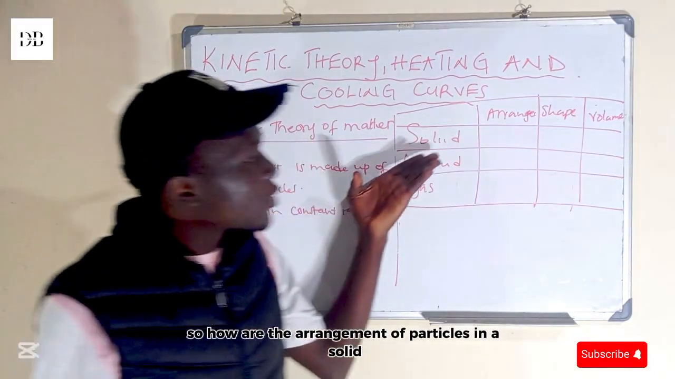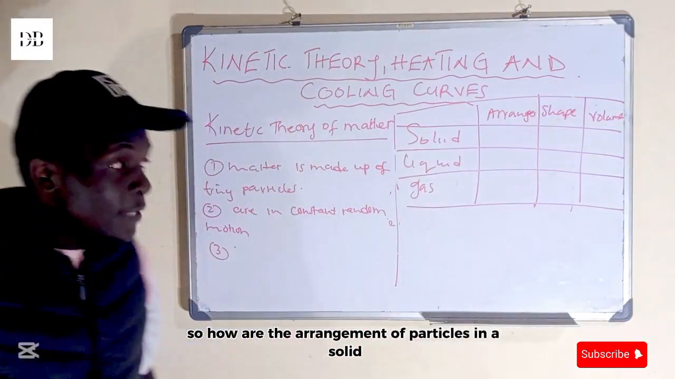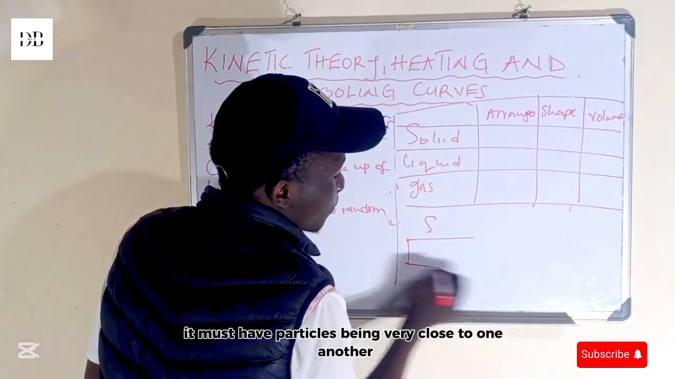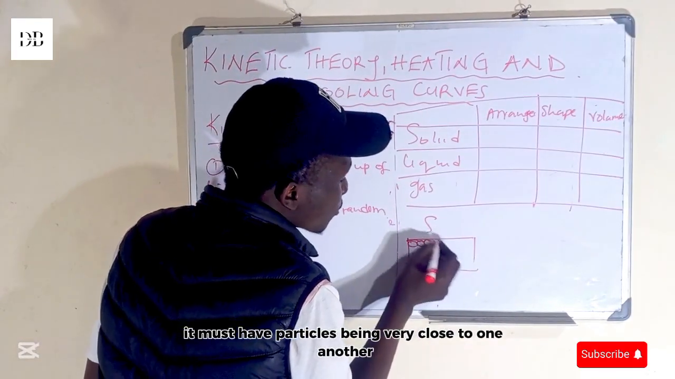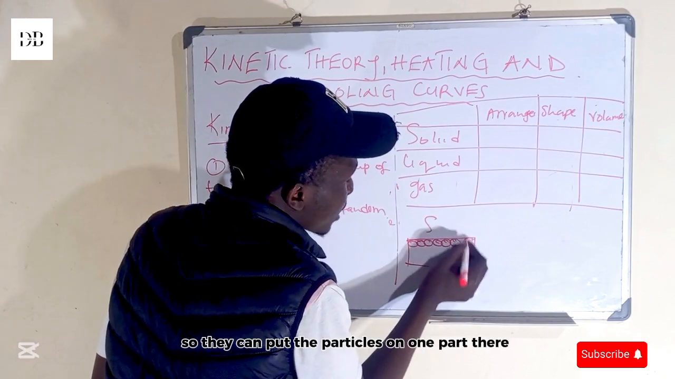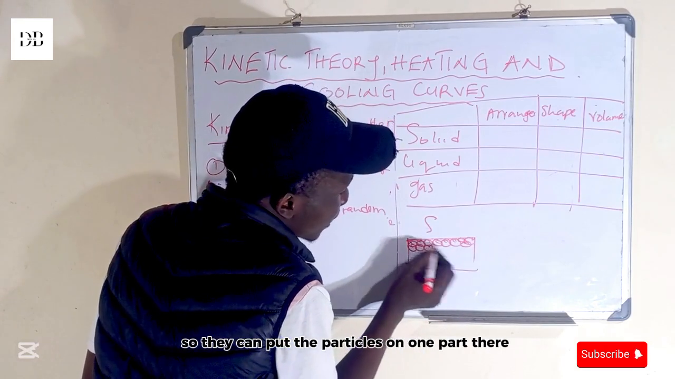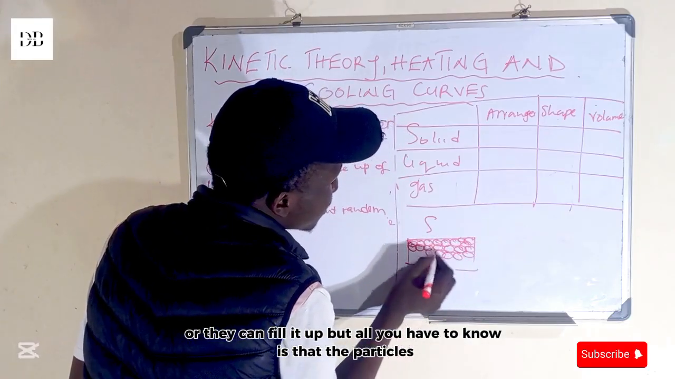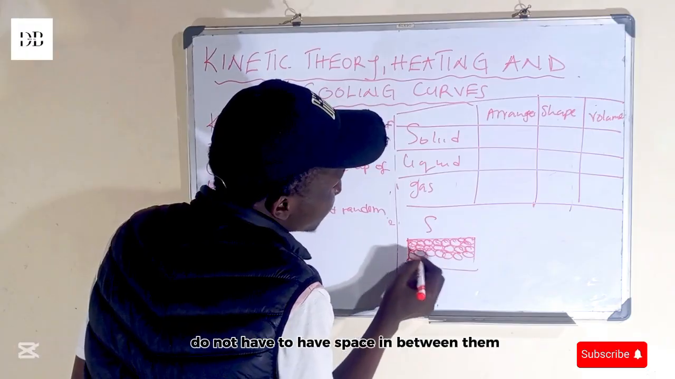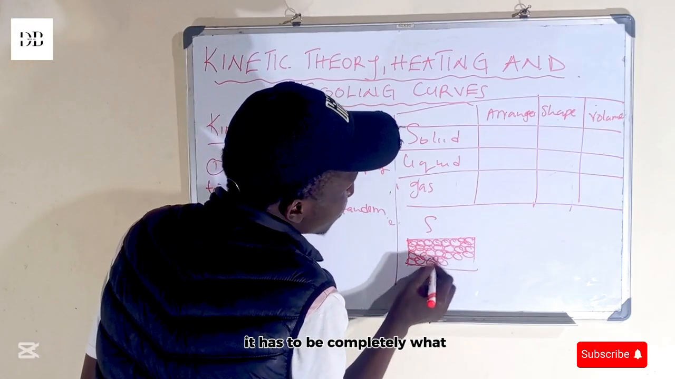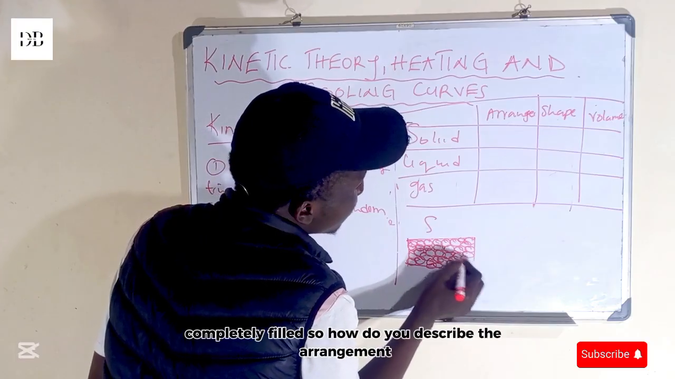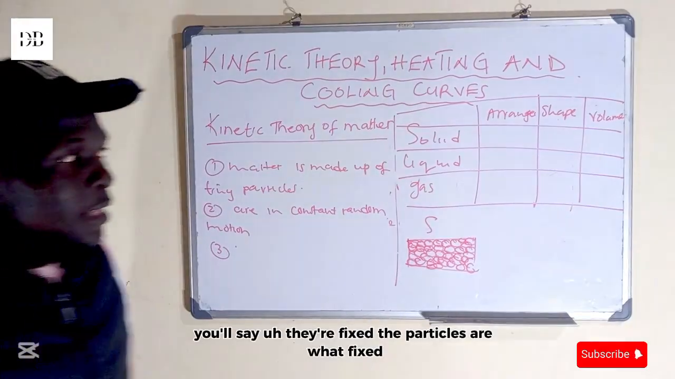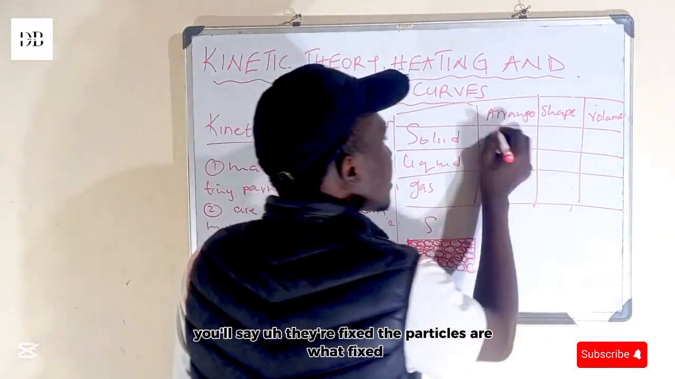So how are the particles arranged in a solid? For you to identify that this is a solid, it must have particles being very close to one another. All you have to know is that the particles do not have space in between them. It has to be completely filled. So how do you describe the arrangement? You say they're fixed.